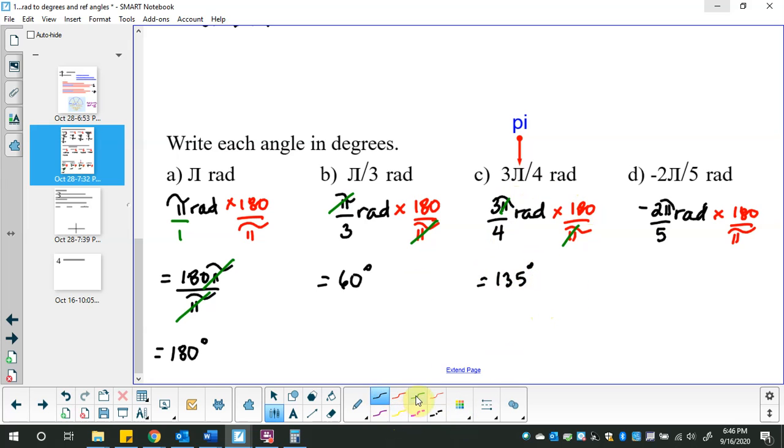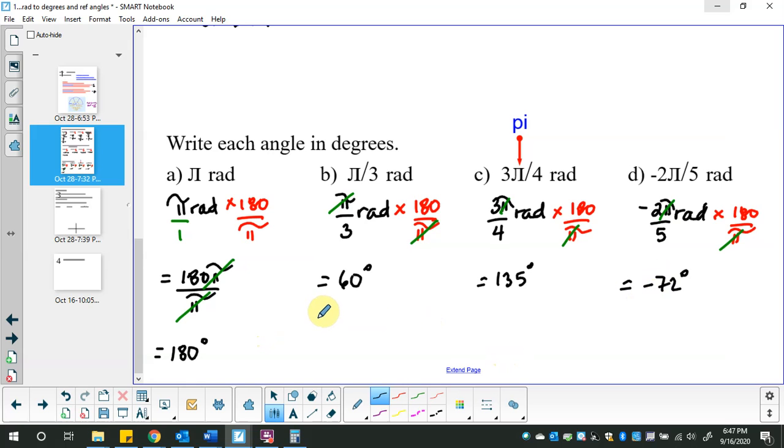And with this last question on this page, we can knock those pi's out. We can do 180 divided by 5, then times it by -2, or you can do -2 times 180, which is -360, and divide it by 5, and get an overall answer. Oops, color coding got botched there. An overall answer of -72 degrees, because if your radians are negative, your degrees are negative.